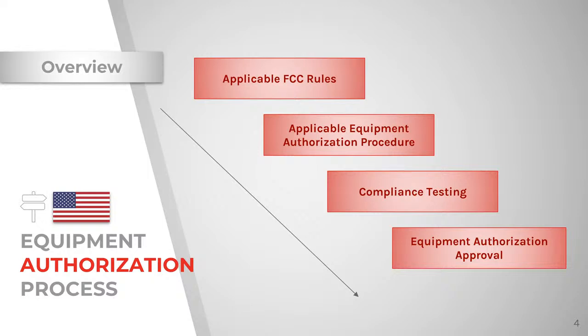After that, the required tests must be performed to ensure the device complies with the applicable technical requirements. The qualifications of the testing laboratory used to demonstrate compliance are based on the approval procedures you are required to use. Equipment approval under the certification procedures is required to be tested by an FCC-recognized accredited testing laboratory, such as FCC Labs. Finally, after the testing is complete and your device is deemed to be in compliance with applicable rules, the equipment authorization approval procedure begins, and the equipment is authorized based on the approval procedures that apply to the device.